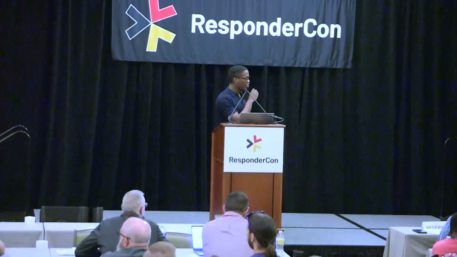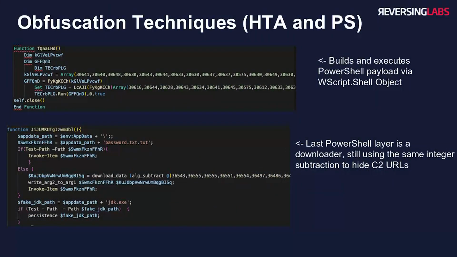It's a very simple algorithm. They just have a list of numbers, right? And they subtract a given value from it, and then they turn it into a character array. So on the bottom two lines, I have what this whole thing decodes to. The advantage of doing this kind of obfuscation is that you hide things like the keyword invoke expression, which identifies this as being PowerShell.